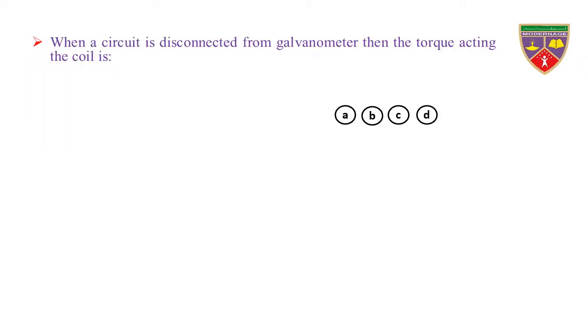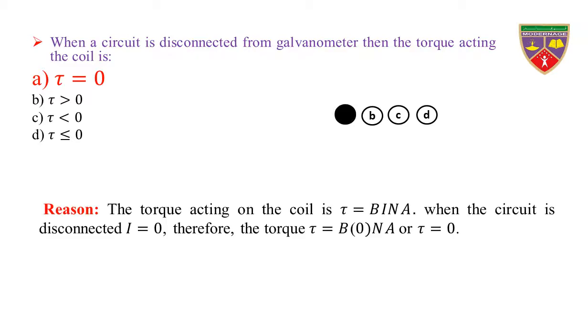Hence, the torque acting on a current carrying coil is N B I A. When a circuit is disconnected from galvanometer, then the torque acting on the coil is: option A, torque tau is equal to 0. Option B, torque tau greater than 0. Option C, torque tau less than 0. Option D, torque tau less than or equal to 0. The key is torque tau is equal to 0. Therefore, the correct option is A.